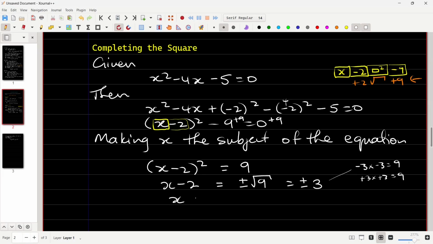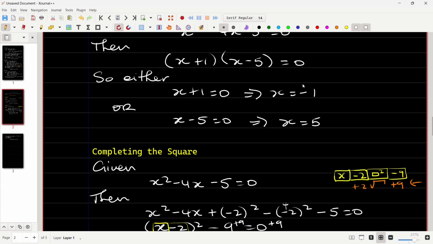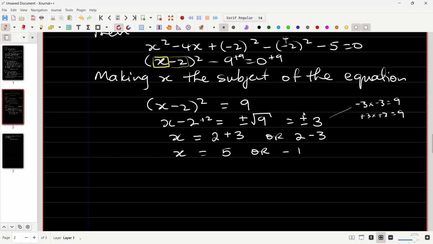Then we're going to add 2 to both sides. So we're going to have here x, and adding 2 to this here is going to give 0. And then I'm going to have 2 plus 3 or 2 minus 3. And when I work this out, I can see that x would be equal to 5 or x would be equal to minus 1. And if we notice the answers that we had previously, minus 1, 5, those are the answers that we get here. Minus 1, 5. All right? So you can see that both methods give the same thing.